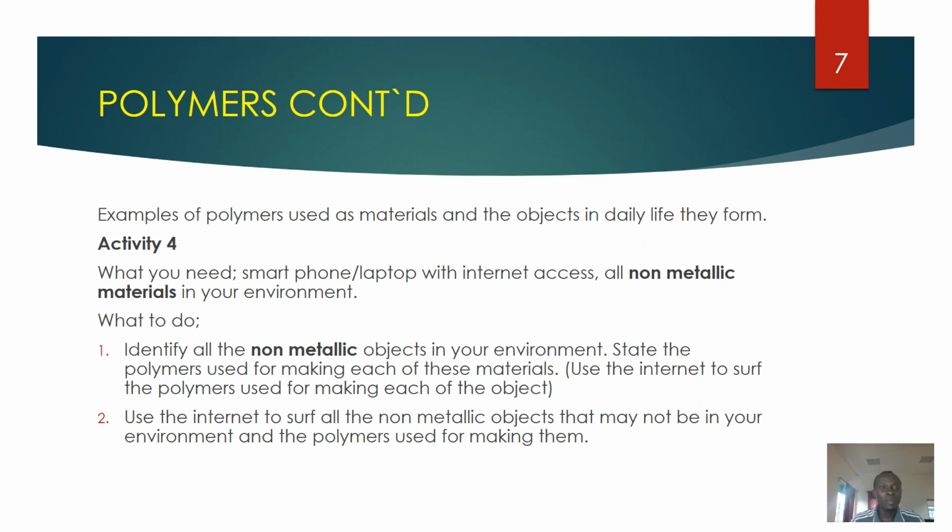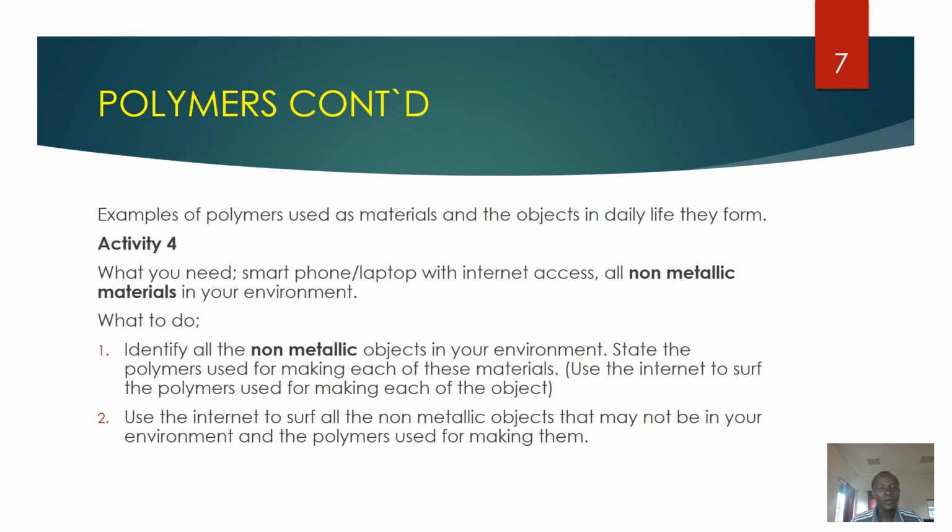So, continuing with polymers, examples of polymers used as materials and the objects in daily life they form. For example, cotton is a polymer and is used for making clothes. Another example is nylon, which is also a man-made polymer used for making clothes. Another polymer I can talk about, a natural polymer, is rubber, which is used for making car tires.